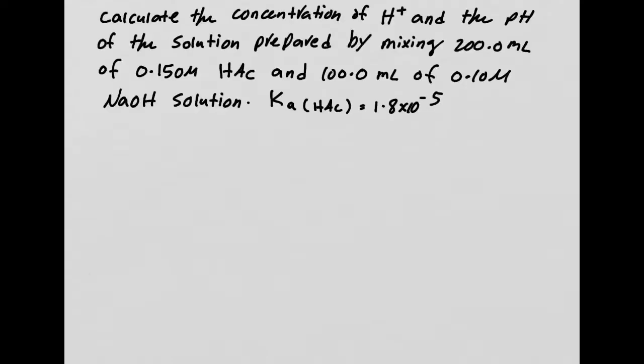Here is our next practice problem. Okay, so here is our next problem. You can pause this and then read this question. So what do you have here? They ask you to calculate the concentration of H plus and the pH. Solution you prepare by mixing acetic acid and sodium hydroxide. Solution of acetic acid and you adding sodium hydroxide.